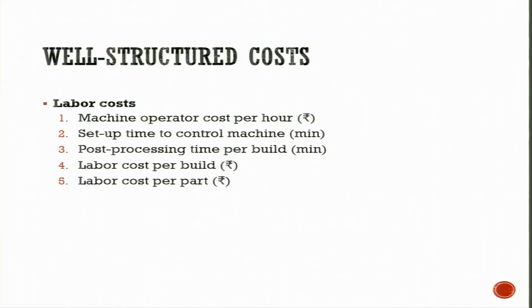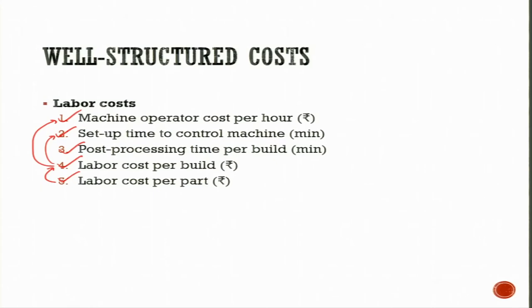Next comes the labor cost. The labor cost is the machine operator cost per hour, first thing. Setup time to control the machine is the second factor. Then we have post-processing time per build, labor cost per build, labor cost per part. Obviously, the labor cost per build would be taken from the machine operator cost, right? And the setup time that it takes.